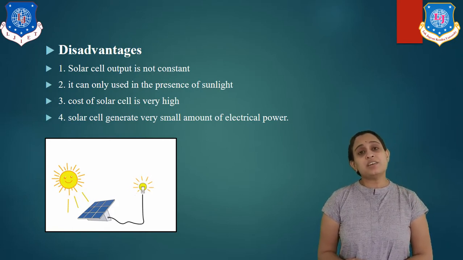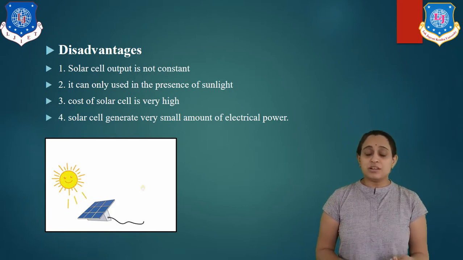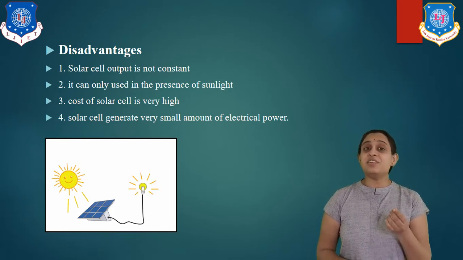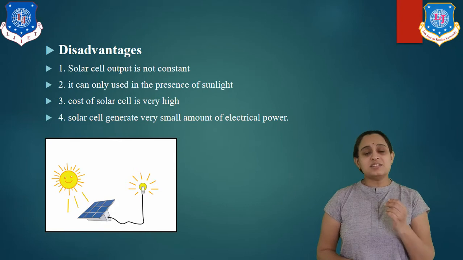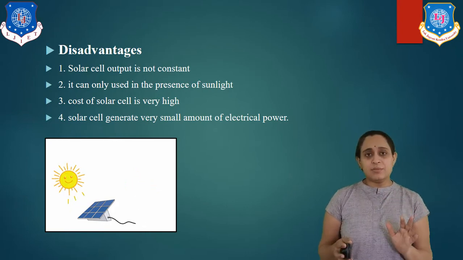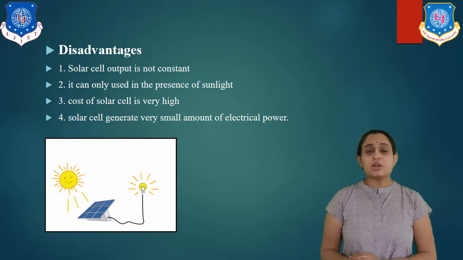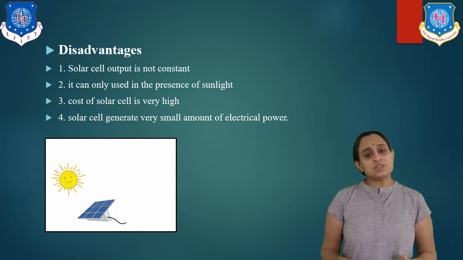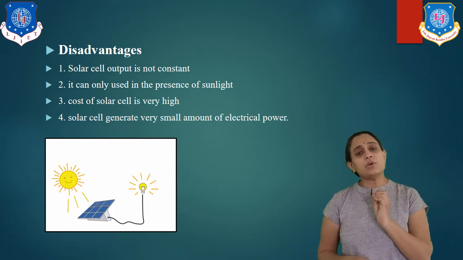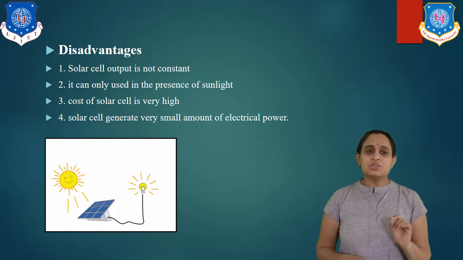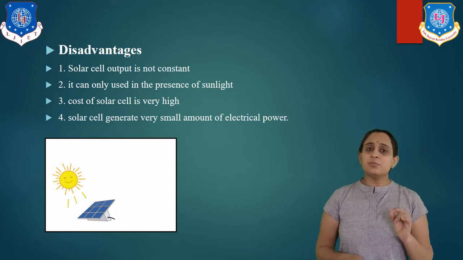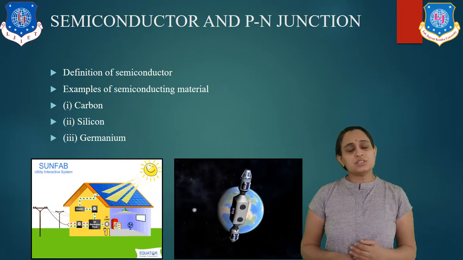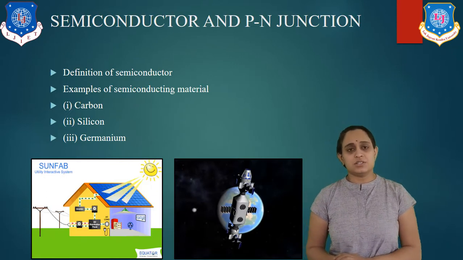Obviously, there should be some process on the sand, and then we will get the silicon. Hence, it is very costly. It is available but costly because of the process. Then next, solar cells generate a very small amount of electrical power, so there is the problem of getting more power. Clear? So this is for the disadvantages.